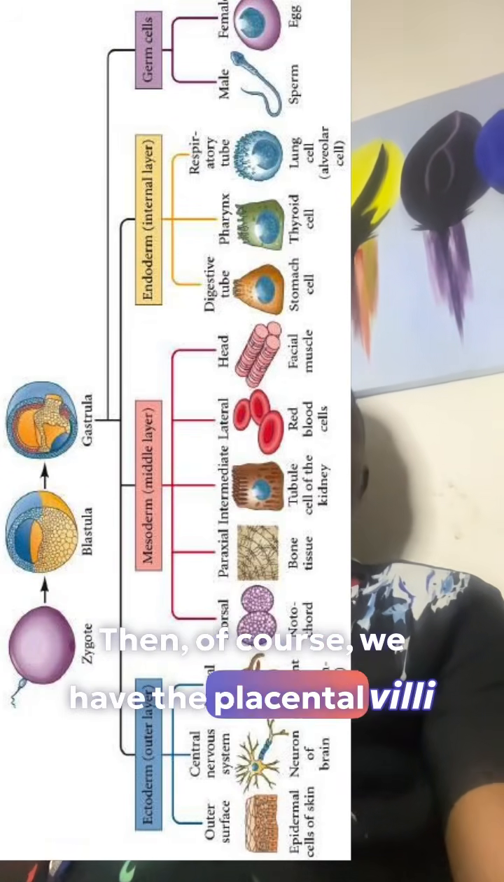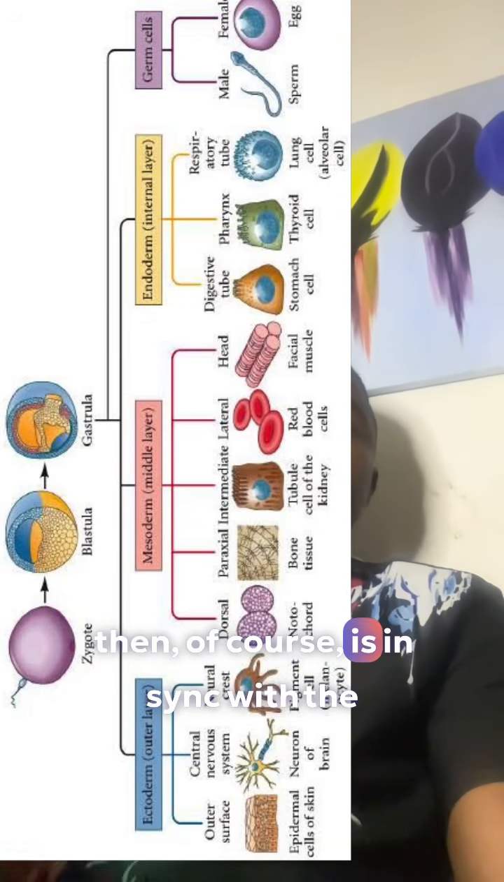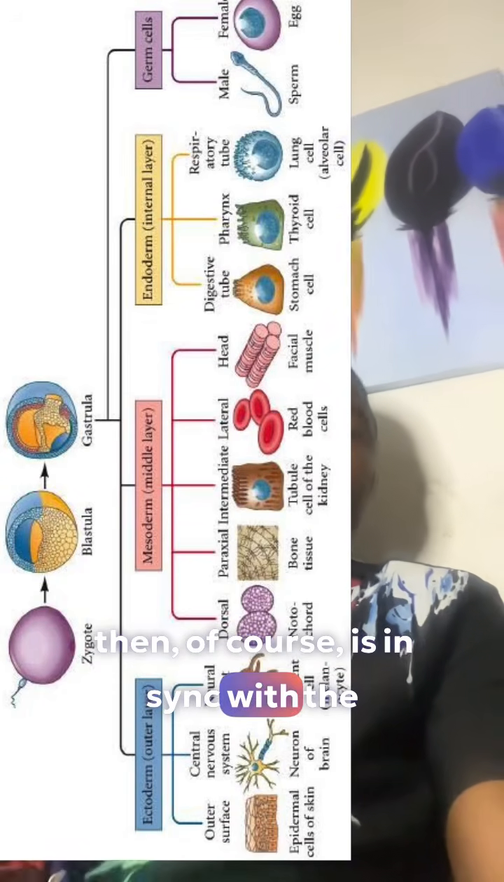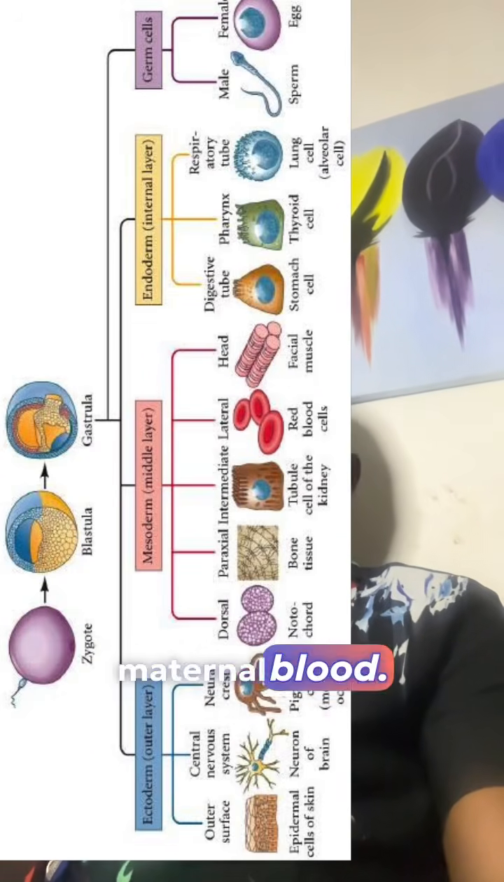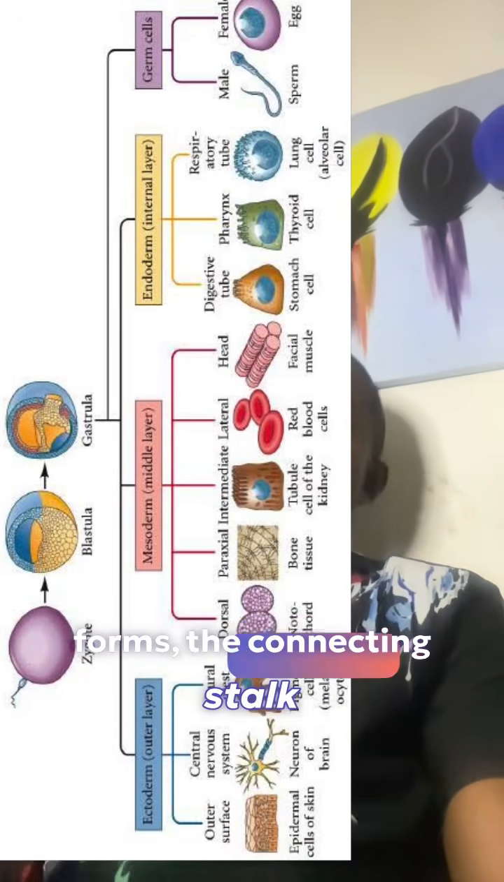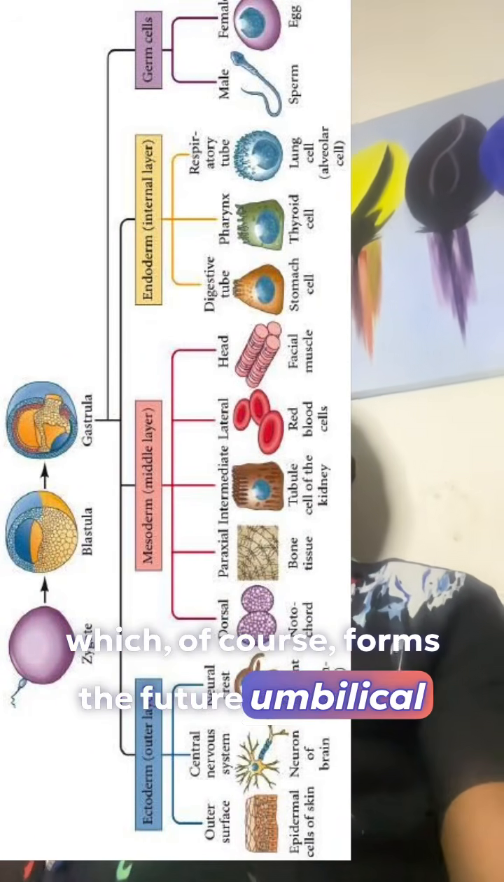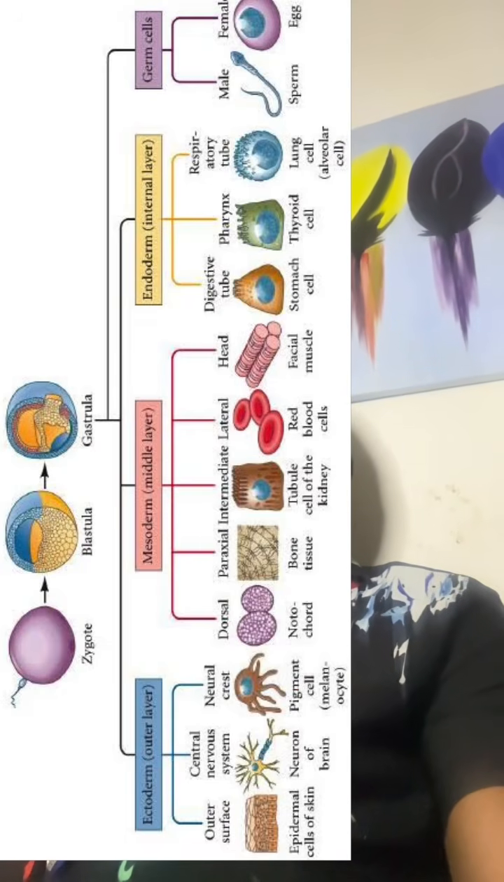Then we have the placental villi, which form and are in sync with the maternal blood. Then extra embryonic mesoderm forms the connecting stalk, which forms the future umbilical cord.